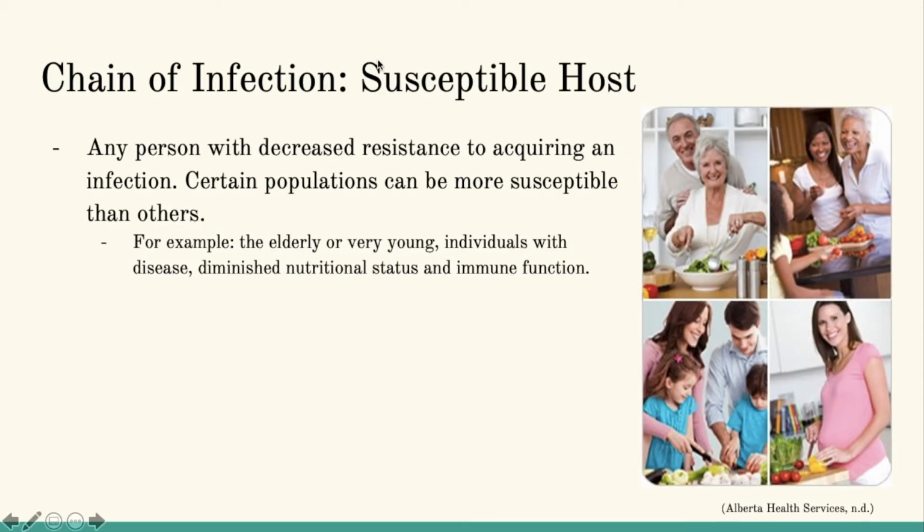So the chain of infection, the next one is the susceptible host. This is any person with a decreased resistance to acquiring an infection. Certain populations can be more susceptible than others. For example, the elderly or young, like children, premature kids, individuals with comorbidities or disease, or just someone with a diminished nutritional status and immune function. Anyone really that can pick up this bacteria or microorganism that would cause infection would be a susceptible host.